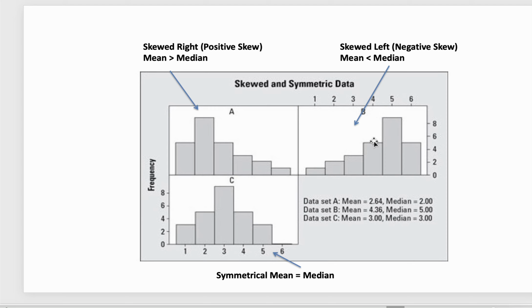If it's skewed to the left, and a lot of the data is on the right-hand side, the mean will be smaller than the median. That's called a left skew or a negative skew. And the mean, again, will be misleading because it's influenced by all of these small values.